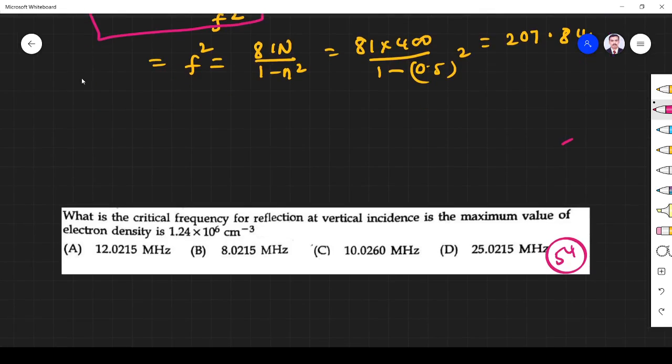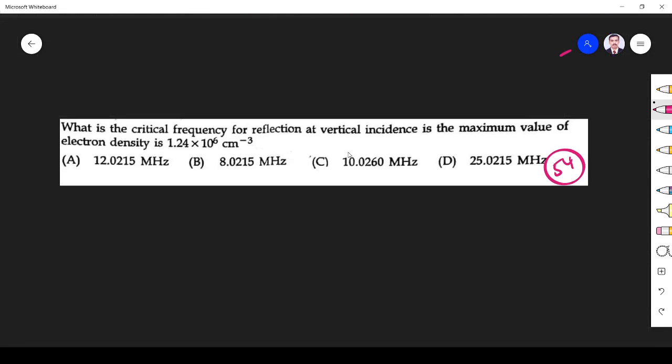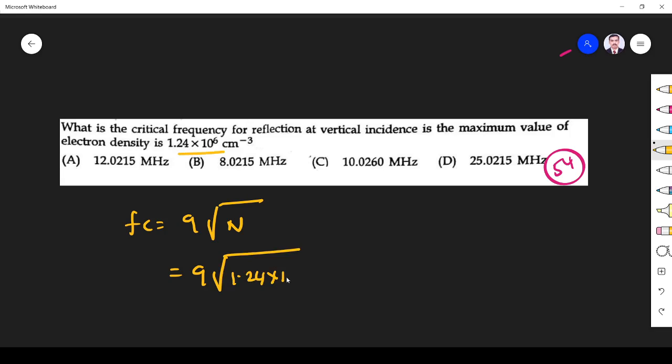Question 54. What is the critical frequency for reflection at a vertical incident, if the maximum value of electron density is 1.24 into 10 power 6? They ask the Fc value. Fc we know is 9 into root n, where n is electron density. So 9 into root of 1.24 into 10 power 6.